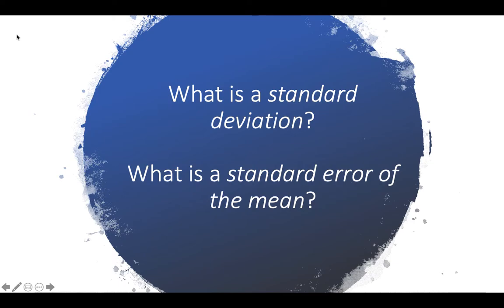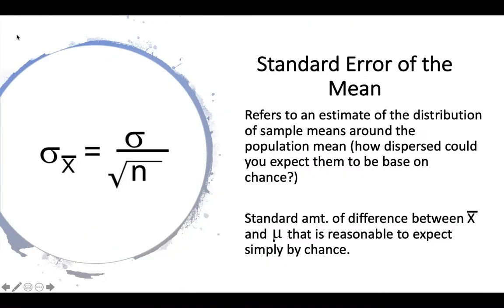So just refreshing our memory, in general, the standard deviation is how variable our data is around the mean. So what is the standard error of the mean? It's simply the standard deviation of our sampling distribution. So the standard error of the mean refers to the distribution of sample means around the population mean. How dispersed could you expect these sample means to be based on chance alone?